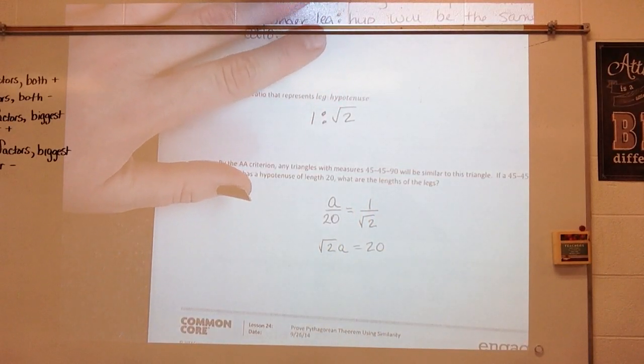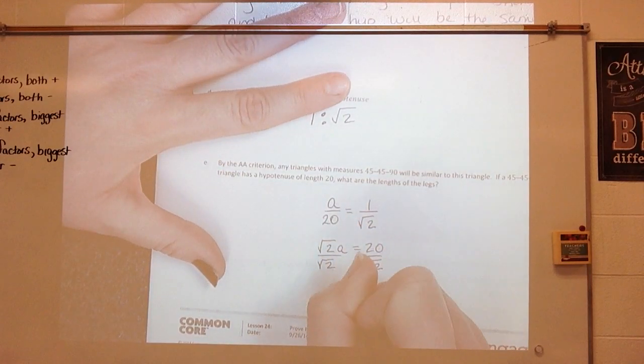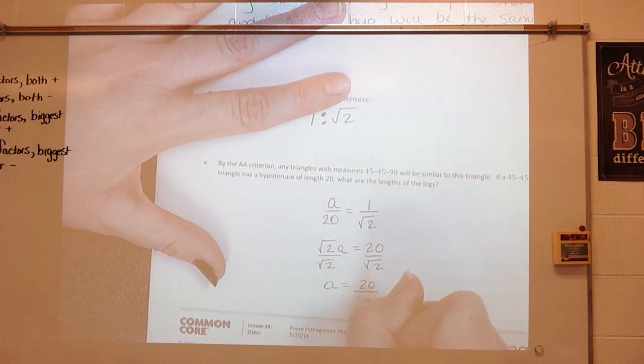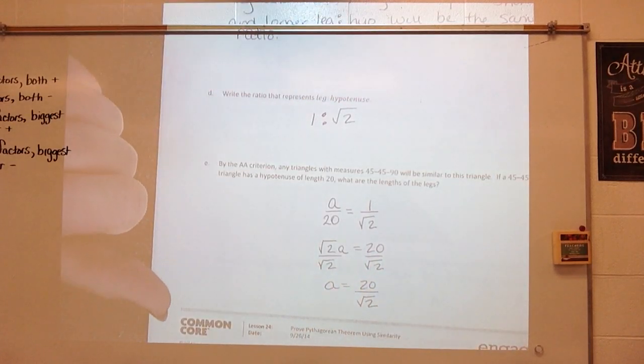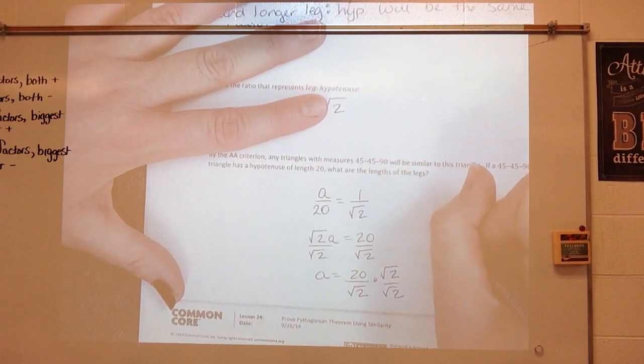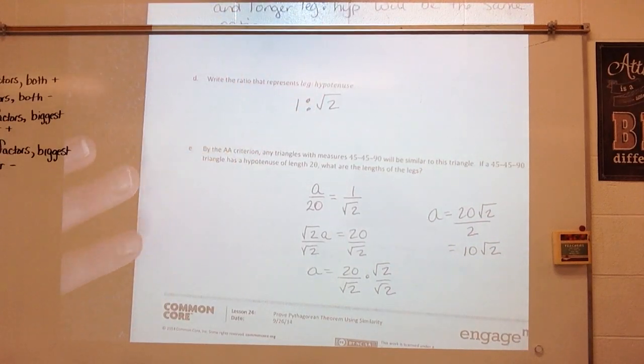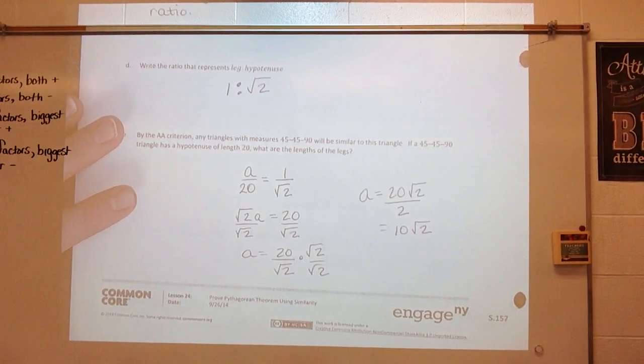Alright, so divide by the square root of 2. So a is equal to 20 over the square root of 2. Remember, in order to do this, I've got to multiply by the square root of 2. So I get a is equal to 20 square root of 2 over 2, which is equal to 10 square root of 2. Alright?